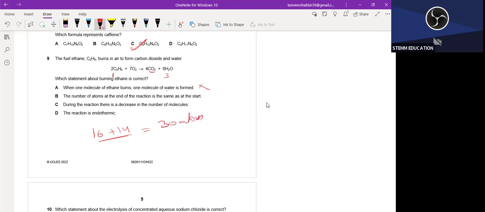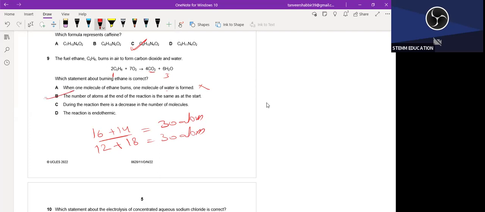And after the reaction, it is 1 plus 2, 3, and 3 multiplied by 4 is 12. It is 2 plus 1, 3, 3 multiplied by 6 is 18. This is also 30 atoms. So before and after, the number of atoms remain the same. So this is the correct answer.